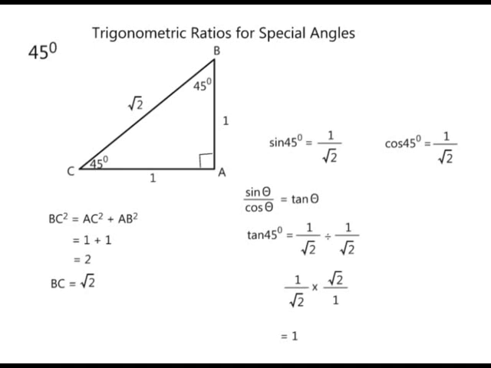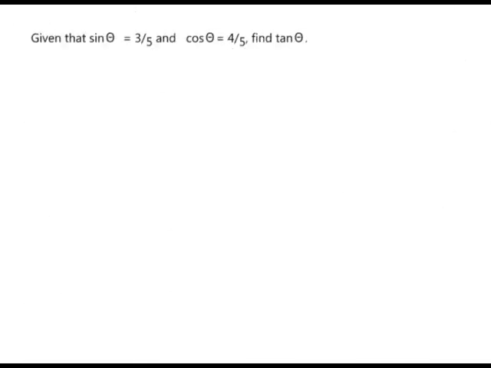We take an example. Given that sin theta is equal to 3 over 5 and cos theta is 4 over 5, find tan theta. In the solution, we know that sin theta over cos theta is equal to tan theta, and so 3 over 5 divided by 4 over 5 should give us tan theta. So we have 3 over 5 times 5 over 4, and that gives us 3 over 4. That is tan theta.